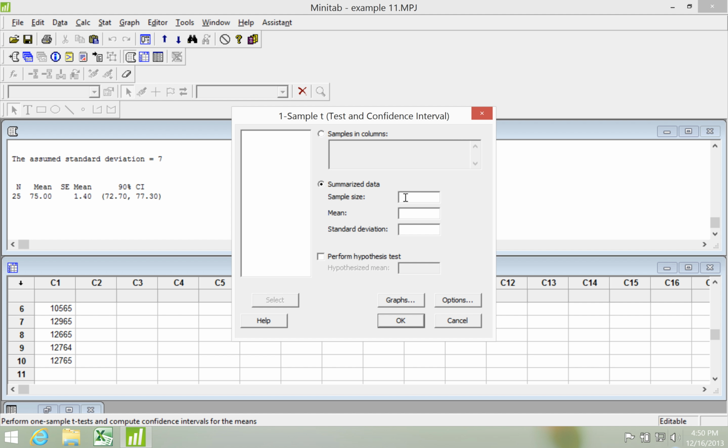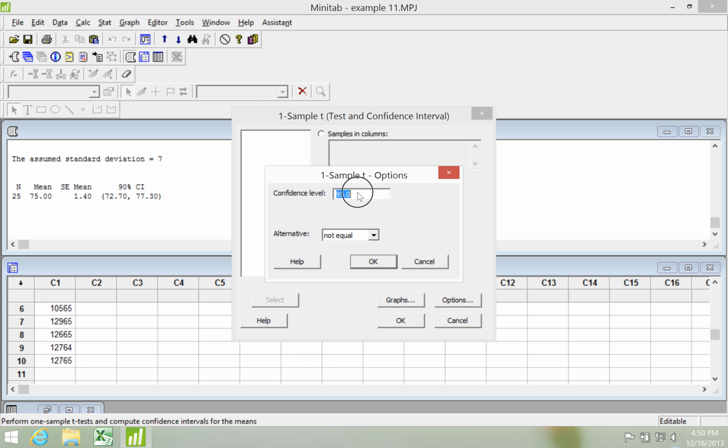Our sample size here is 25. Our mean was 13.2, and our S, our sample standard deviation, was 2.6. We want to make sure that in the options our confidence level is what we want it to be. Yes, we did want 95% confidence.